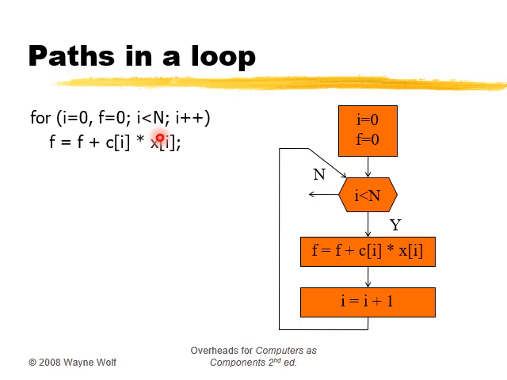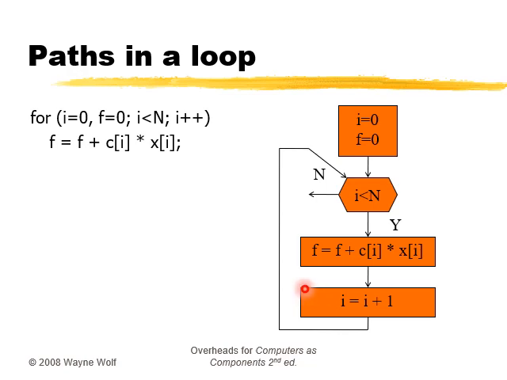So this condition will execute n plus 1 times. However, the loop body, which includes f is equal to f plus c of I into x of I, will be executed n times, and the loop variable will be incremented n times.